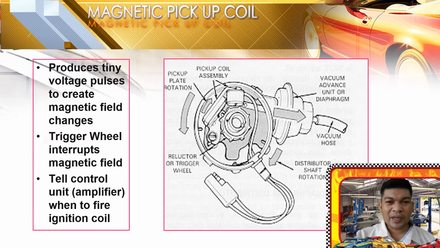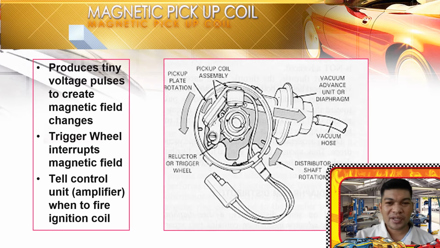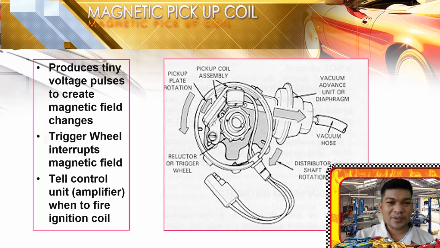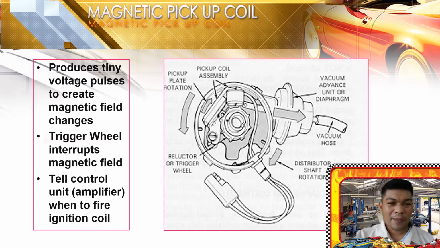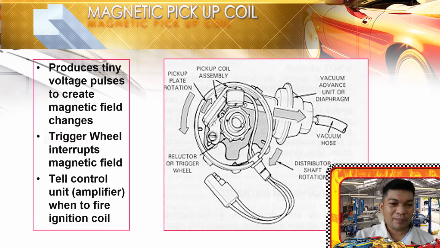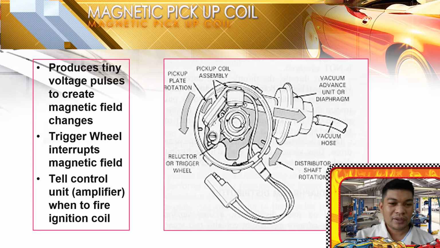The magnetic pickup coil in an electronic ignition system produces tiny voltage pulses to create magnetic field changes. It triggers and interrupts the magnetic field and tells the control unit amplifier when to fire the ignition coil.